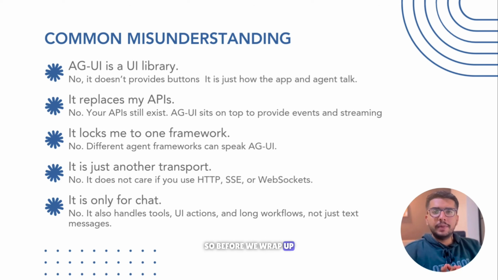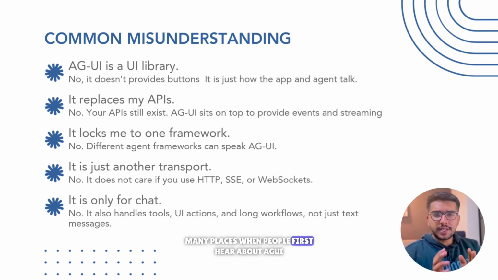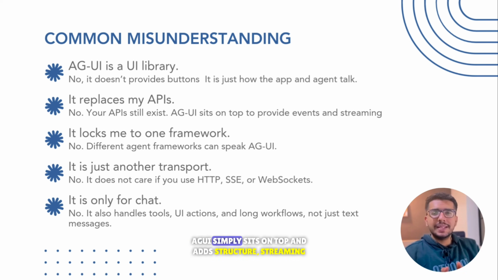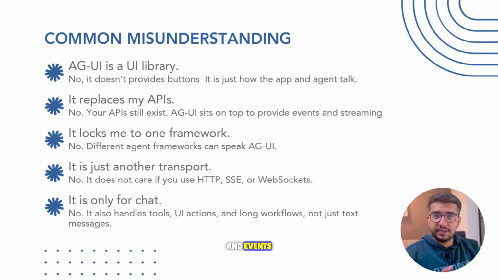So before we wrap up, let me clear a few misunderstandings I have seen in many places when people first hear about AGUI. First of all, AGUI is not a UI library. It doesn't give you buttons or components. It is only the protocol for how the app and the agent talk. Next, it doesn't replace your APIs. Your backend still works the same. AGUI simply sits on top and adds structure, streaming, and events.